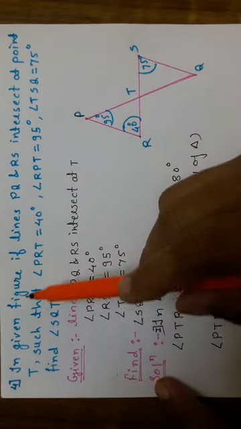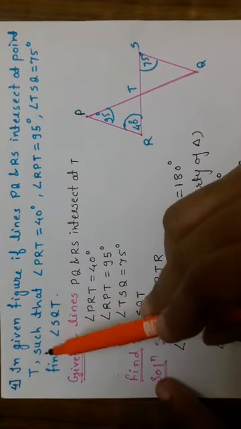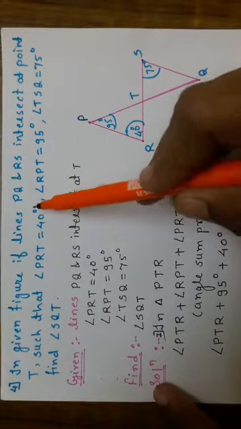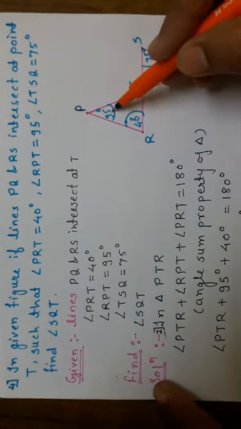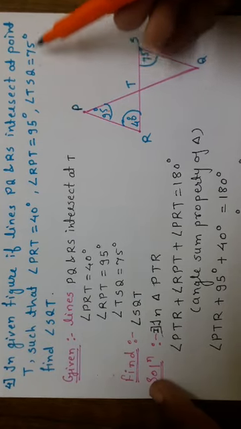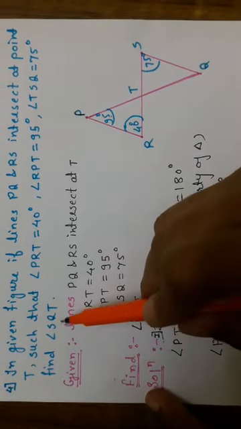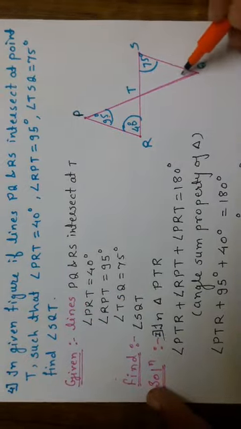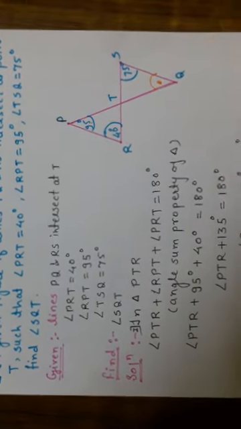Fourth problem. In the given figure, the lines PQ and RS intersect at the point T such that angle PRT is equal to 40 degrees, angle RPT is equal to 95 degrees, and angle TSQ is equal to 75 degrees. We have to find angle SQT. This is the angle we have to find. Now, what is given here? We just read it, and we have to find SQT. Now how will we solve it?